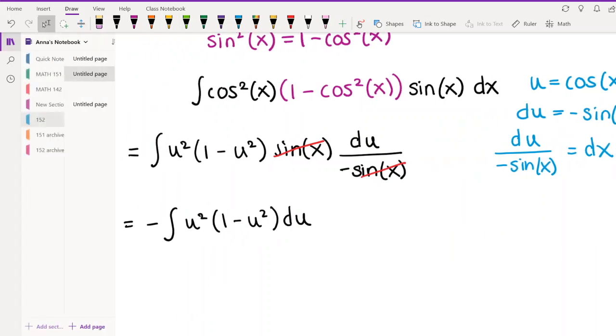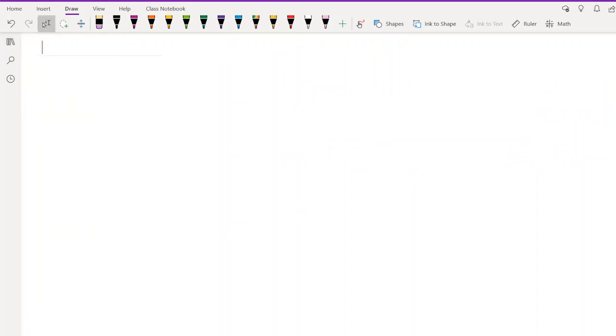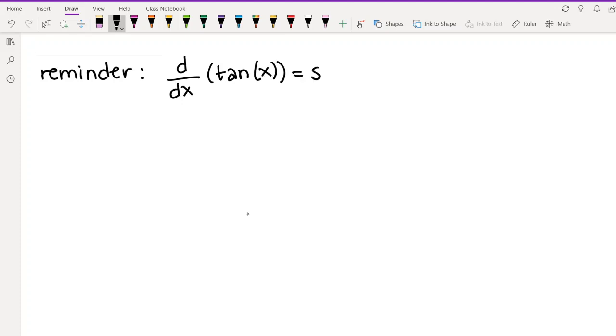Okay, now I want to talk about integrals involving powers of tangent and secant. These are a little bit different just because of what the derivatives of tangent and secant are. So I want to first remind you of that. What is the derivative of tangent? It's secant squared. So if we're doing a substitution where we let u equal the tangent of x, we're actually going to have a squared secant of x come in. It's going to be a little bit different than what happened with sine and cosine.